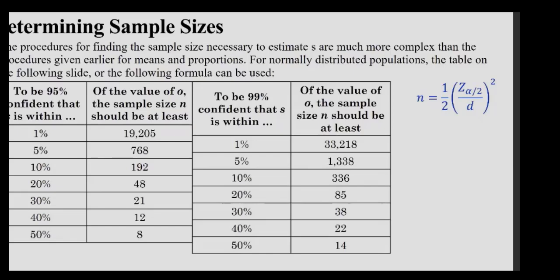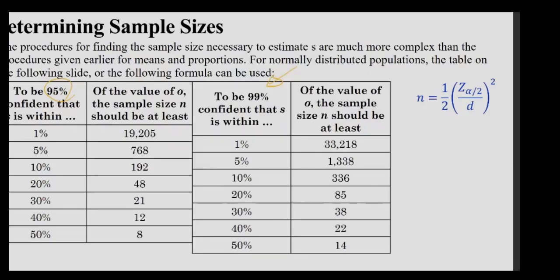Let's see how we deal with this table. Let's quickly look at an example and answer how we deal with that. Pay attention to the table. The very first column is to be 95% confident that s is within 1%, 5%, and so forth of the value of sigma. The sample size n is given. And then the next one is to be 99% confident. So right then and there, it tells you the limitation of a table. The table deals with only two confidence levels. 95%, that's one confidence level. And then 99%, that's another one. Obviously there could be other confidence levels.